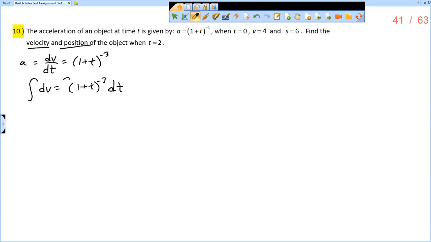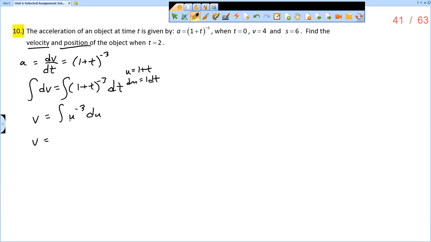Once I've separated the variables, I can integrate. On the left side, what is the integral of dv? Well, that's just v, and then of course plus c, but I'm going to add that in on the right. Now on the right side, I have the integral of (1 plus t) to the negative third. Technically, we would need a u substitution. So u equals 1 plus t, so du equals the derivative of that, which is just 1 dt. So du is just dt, and I have the integral of u to the negative third du.